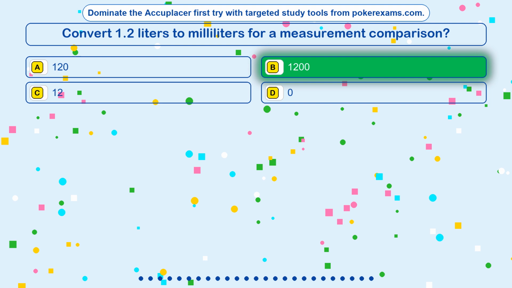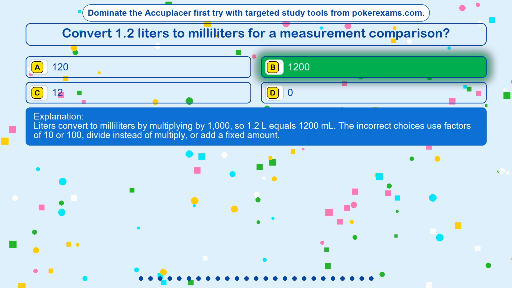The correct answer is option B, 1,200. Liters convert to milliliters by multiplying by 1,000, so 1.2 L equals 1,200 ml. The incorrect choices use factors of 10 or 100, divide instead of multiply, or add a fixed amount.